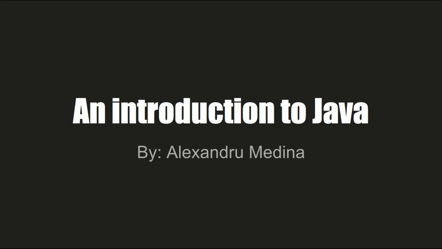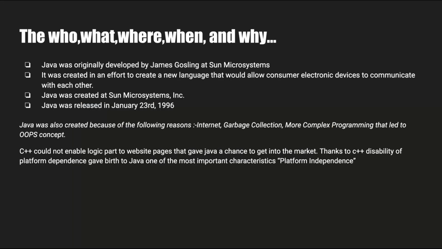So this is an introduction to Java, my final project for AP Computer Science. Java was originally developed by James Gosling at Sun Microsystems. It was created in an effort to create a new language that would allow consumer electronic devices to communicate with each other. Java was created at Sun Microsystems Incorporated. Java was released on January 23rd, 1996.